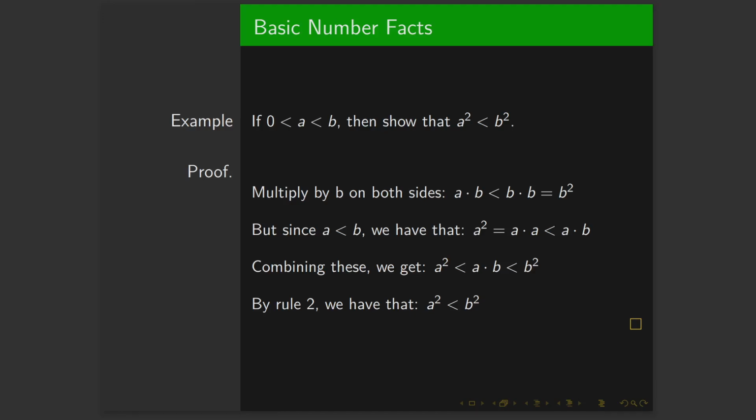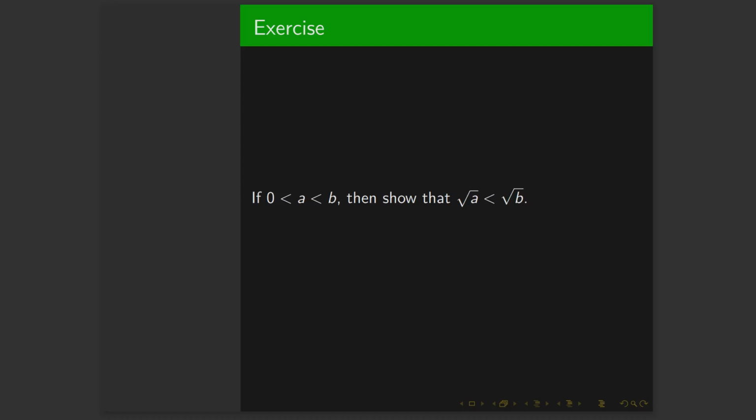Okay, now just a quick little exercise. We have the same starting condition. 0 is less than a, and that's less than b. Now, how would you show that the square root of a is less than the square root of b? Hint, because we're using square roots, you might find that using rule 4, the thing about the square root, might be really, really useful.